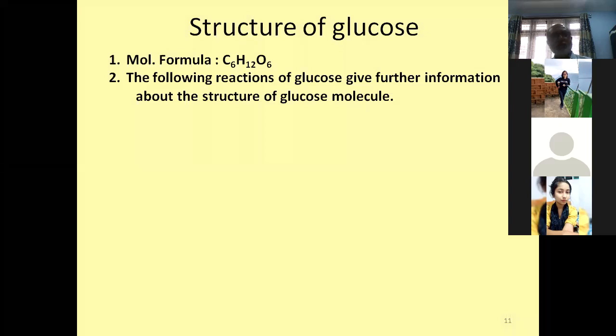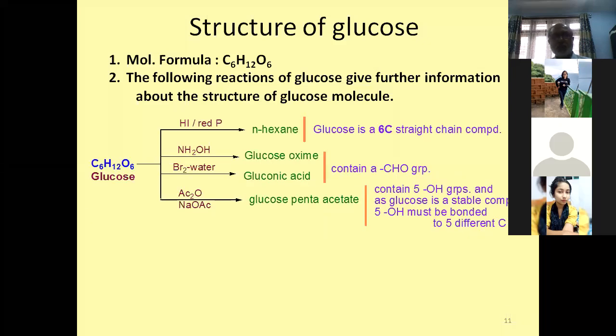And then the second part comes: the following reactions of glucose give further information about the structure of the glucose molecule. So we carry out some reactions which will give some idea about the structure. These are the reactions that we have already done. One, which was not there in your earlier chart, is reduction with red phosphorus and hydroiodic acid. It gives you normal hexane. What is normal hexane? It is a straight chain 6 carbon atom compound, right?